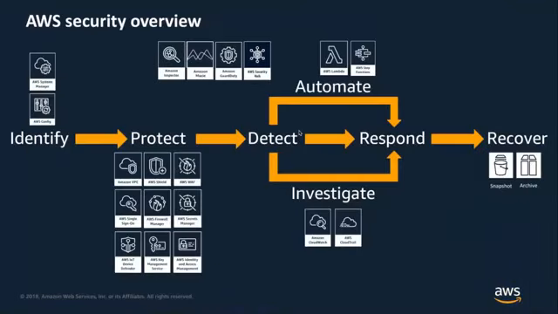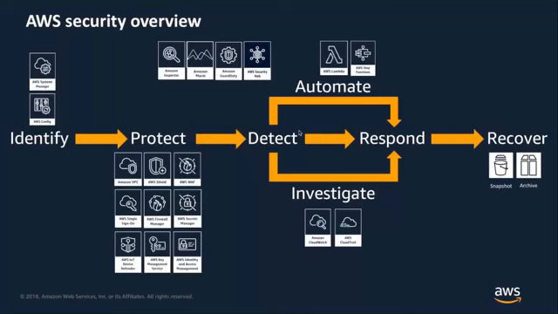Before I dive deep into Security Hub, I wanted to start with an overview of AWS's security strategy overall. This strategy is predicated on the NIST cybersecurity framework. These 5 functions of identify, protect, detect, respond, and recover are from the cybersecurity framework. And as you can see here, AWS has aligned various services to each of those functions.